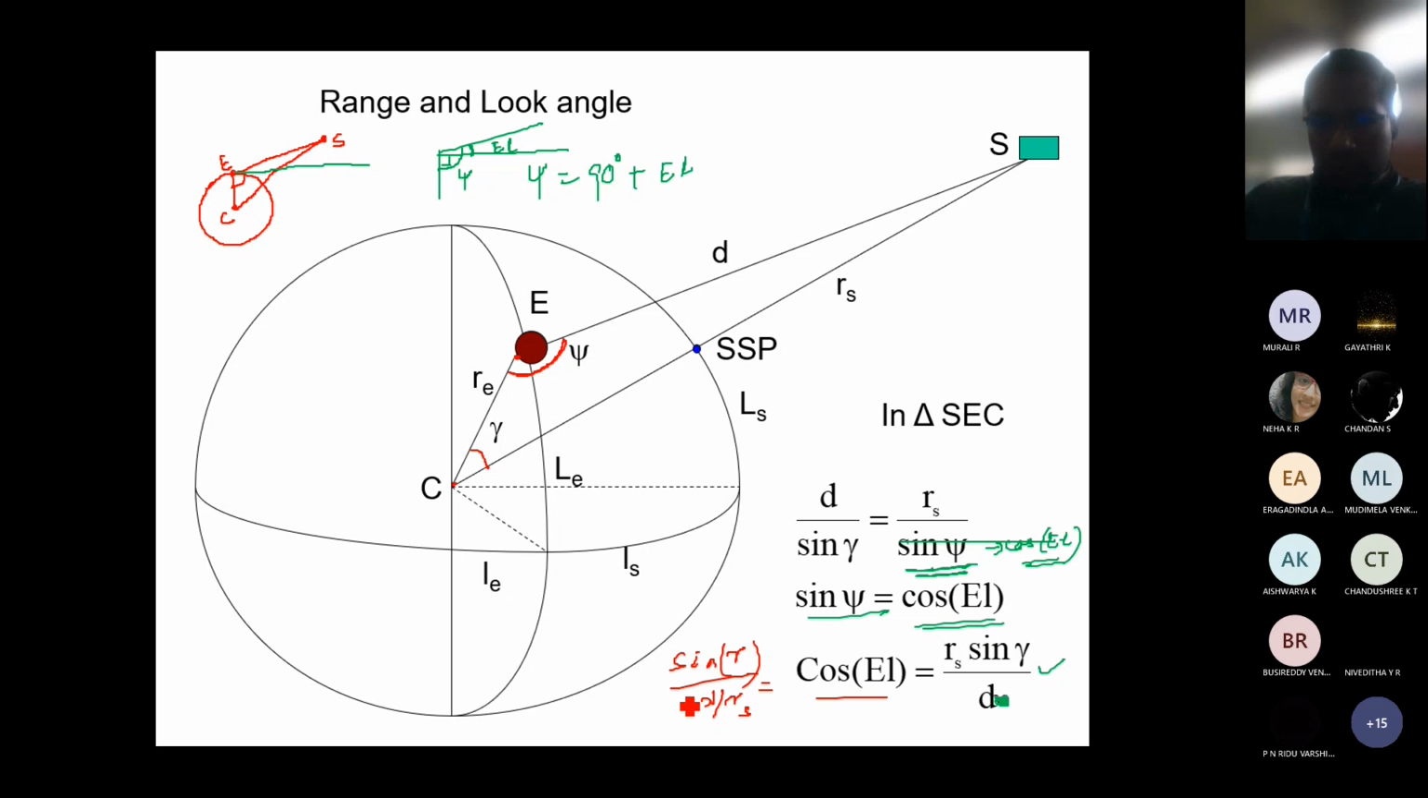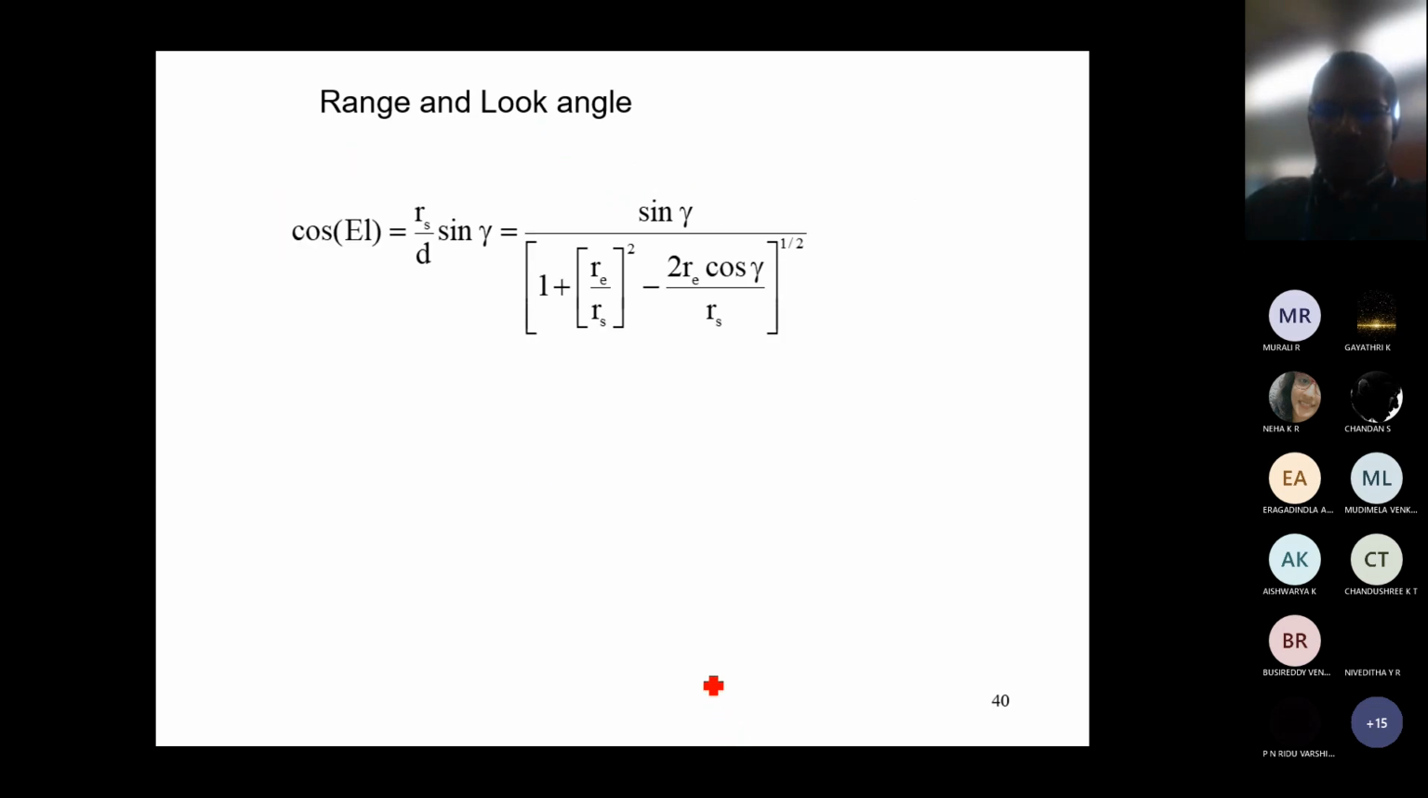There is nothing wrong in writing this way also. In the numerator, I have kept sine gamma, and in the denominator, I have kept d divided by Rs. So sine gamma divided by d by Rs is equal to Rs by d. So that's why Rs will be multiplied and d will be in the denominator. So there is nothing wrong in writing this way. Okay. So what I will write, cos elevation is equal to sine gamma divided by d by Rs.